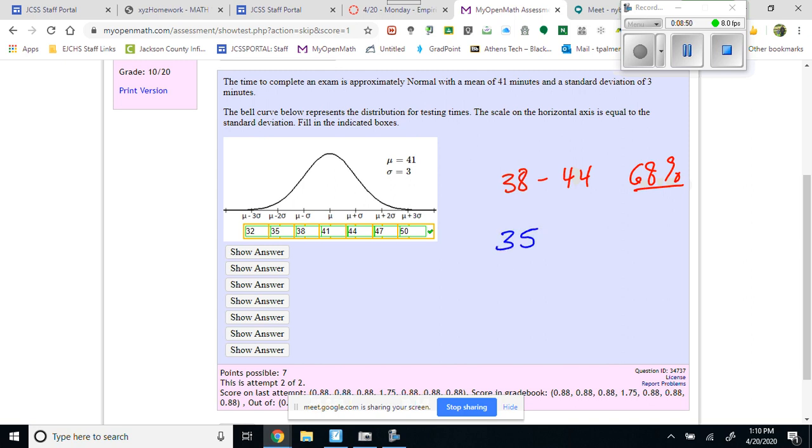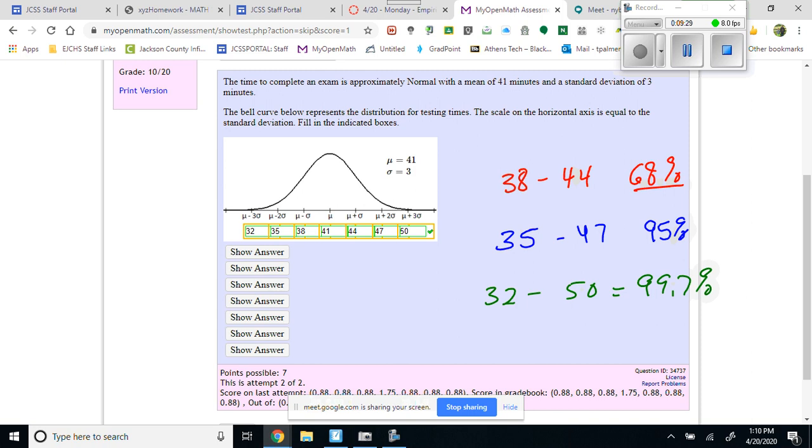If we say 35 to 47, well, that holds 90% of my data right there. And if I were to go 32 to 50, then I'm at 99.7% of my data, right? Okay. So that's 99.7% of something. Okay, I'm good with that, right? Does that make sense? So that's what you got to understand. Between 32 and 50, 99.7% of the data falls, right?